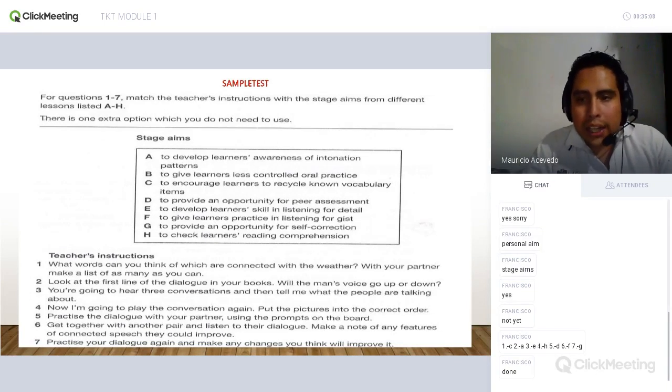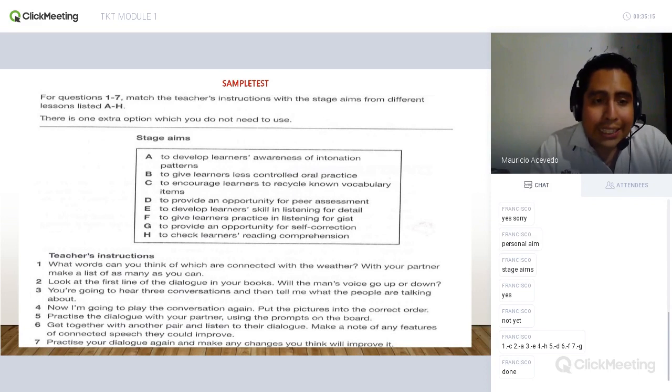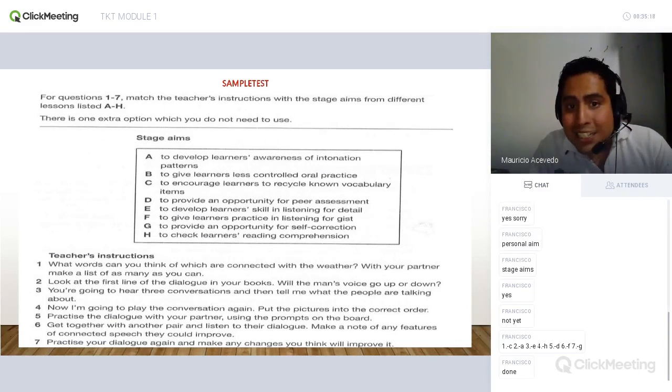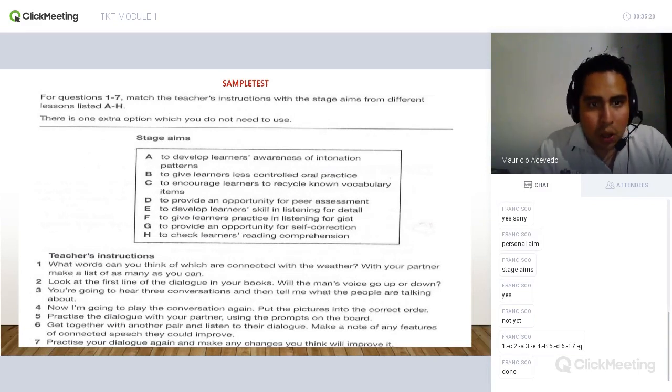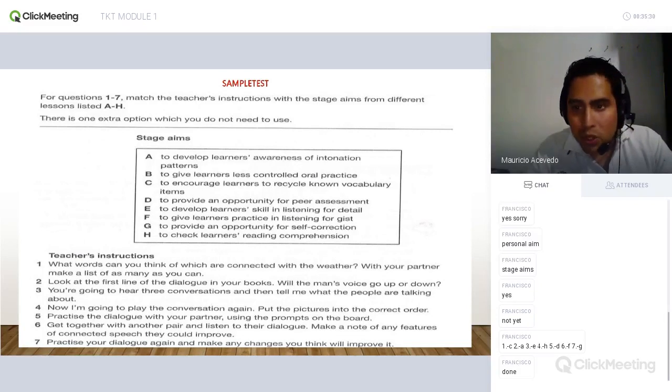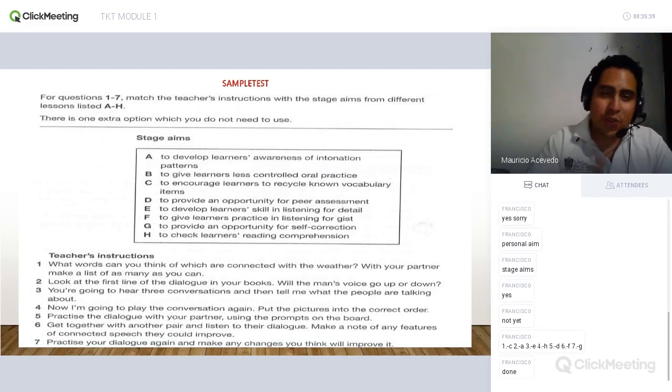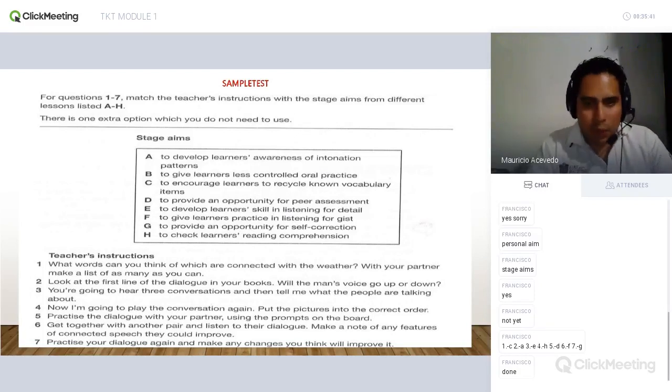Okay, number four, for you, it's letter H, to check learners' reading comprehension. Okay, in this case, maybe no, because it says reading, Francisco, and in number four we have a listening. Now I'm going to play the conversation again. So I'm not sure if it's really reading comprehension. I would use more listening for gist or listening for detail. But don't worry, we will check.